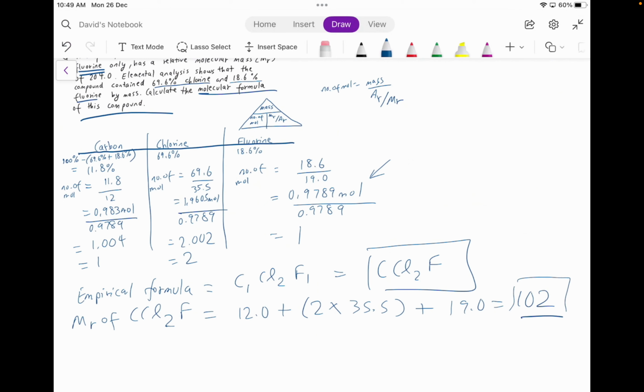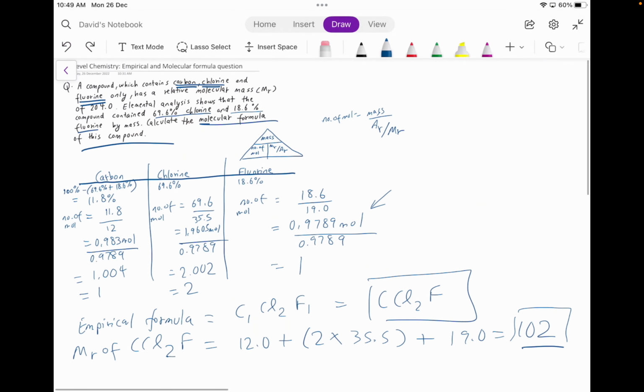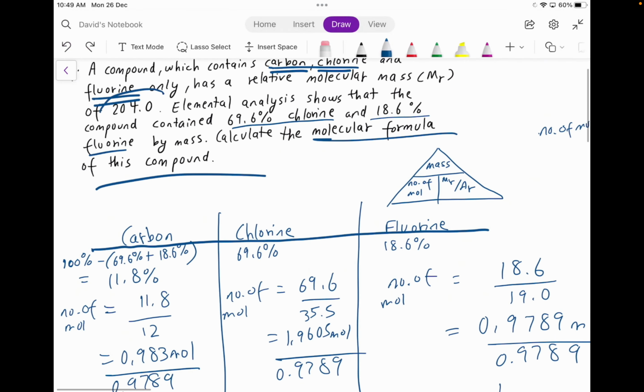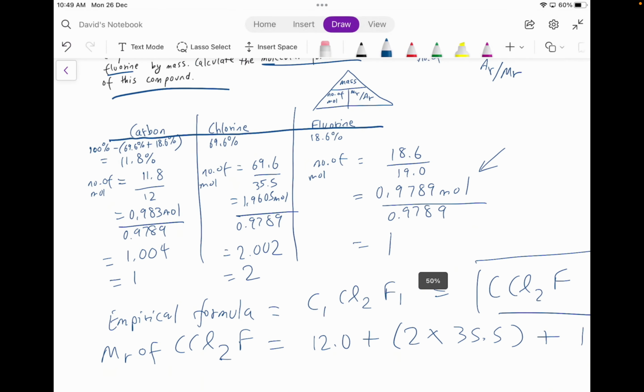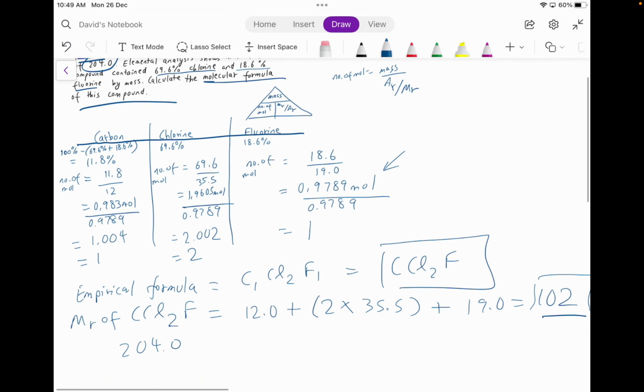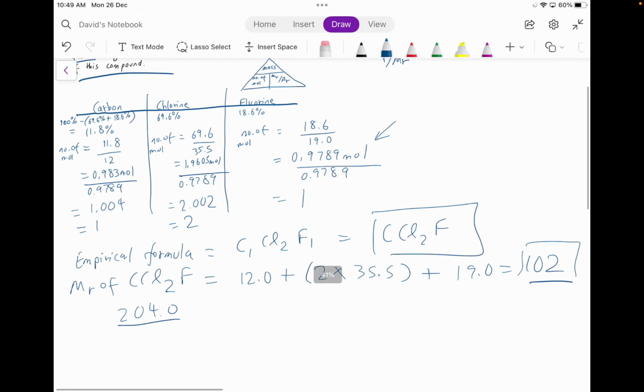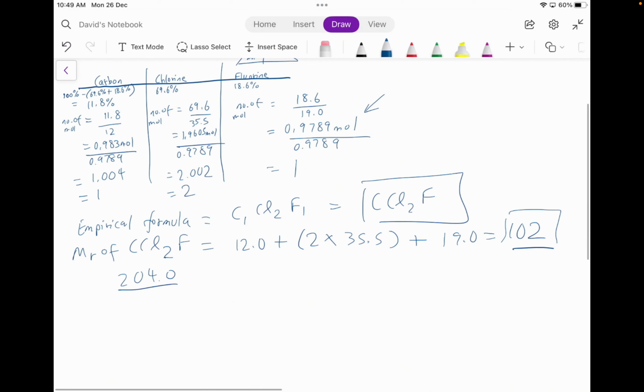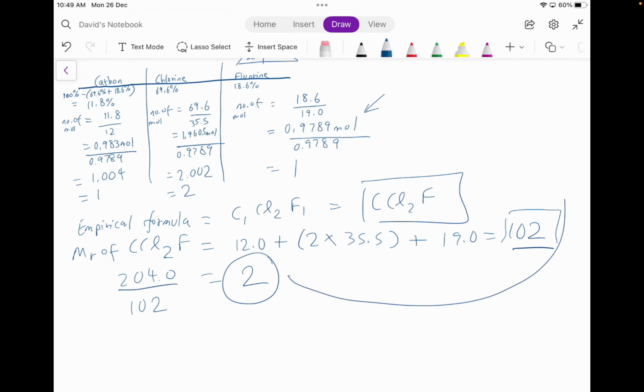Now, in order to find that specific number which we have to multiply by all the values here, we're going to do 204.0. That's given to us in the question; usually they will give you that value. We divide it by the MR of our empirical formula, which is 102. This gives us approximately a positive 2. Now this is the number which you're going to multiply by each value. Let me show you.